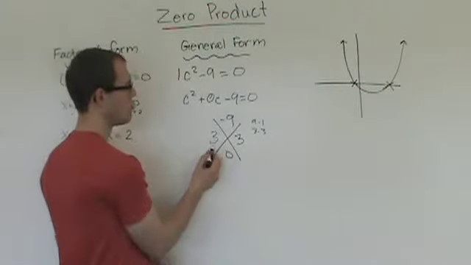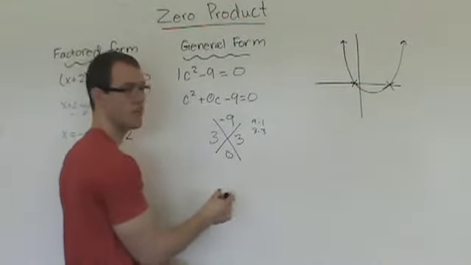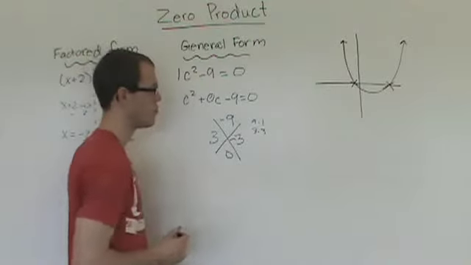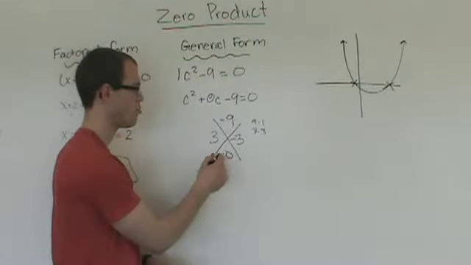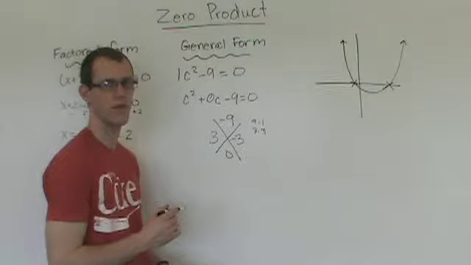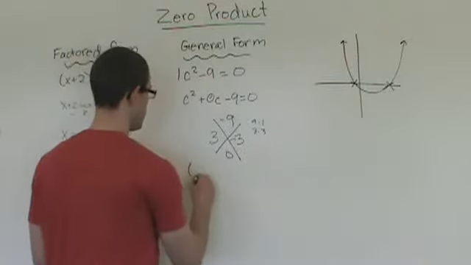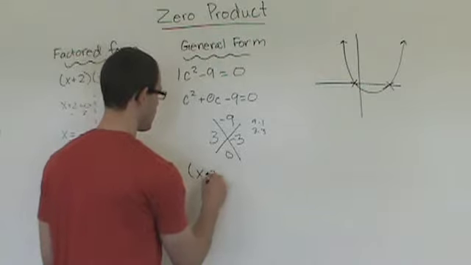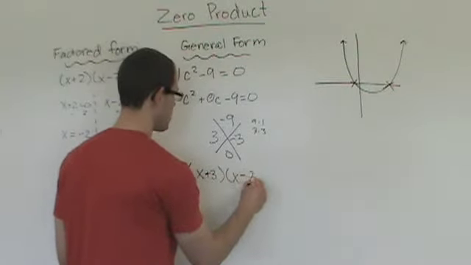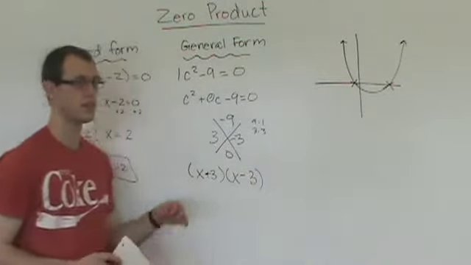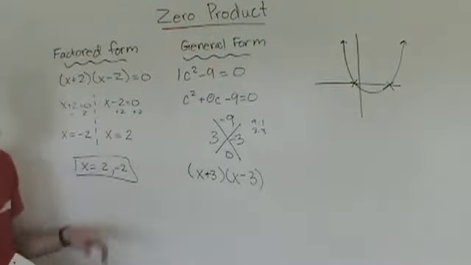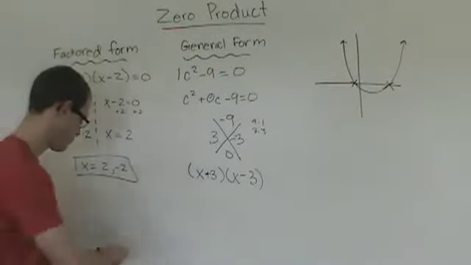And the bigger one has to follow the bottom. Well, neither is bigger. But if I put a negative at one of them, it's going to make the addition go to 0 and the multiplication go to negative 9. So that means our solution is x plus 3, x minus 3. Hey, look, it's in our factored form now. So let's solve it.